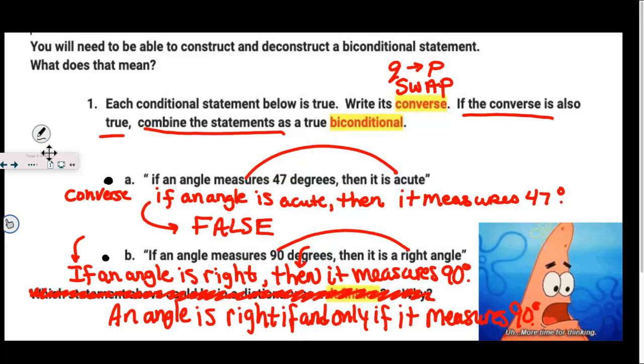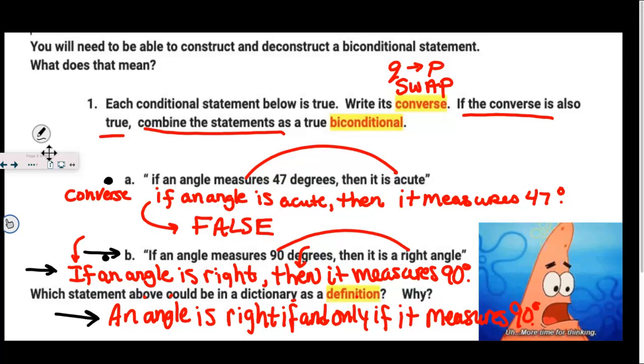So I'm going to go back to the vocabulary of this. We have a true conditional statement, a true if-then statement. We wrote its converse. We swapped the if and the then. The converse was also true, so we combined it to make a true biconditional statement. When the biconditional statement is true, then we can answer this question. It says, which statement above could be in a dictionary as a definition? And it would be the second one. The definition for a right angle. The measure of a right angle means it is 90 degrees.